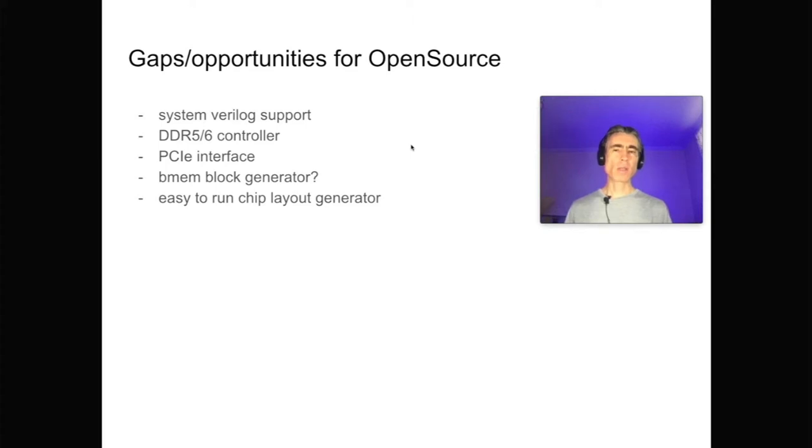So as far as I know, all BMEM block generators are provided by the foundry. Now I'm wondering if there's a way that we could have an open source BMEM block generator, which is somehow foundry independent. I don't know if this is possible, but we have languages that support creating logic gates that become logic cells, which then get changed into the foundry stuff. I wonder if we can do something similar for BMEM block generator. I'm just throwing that out there.